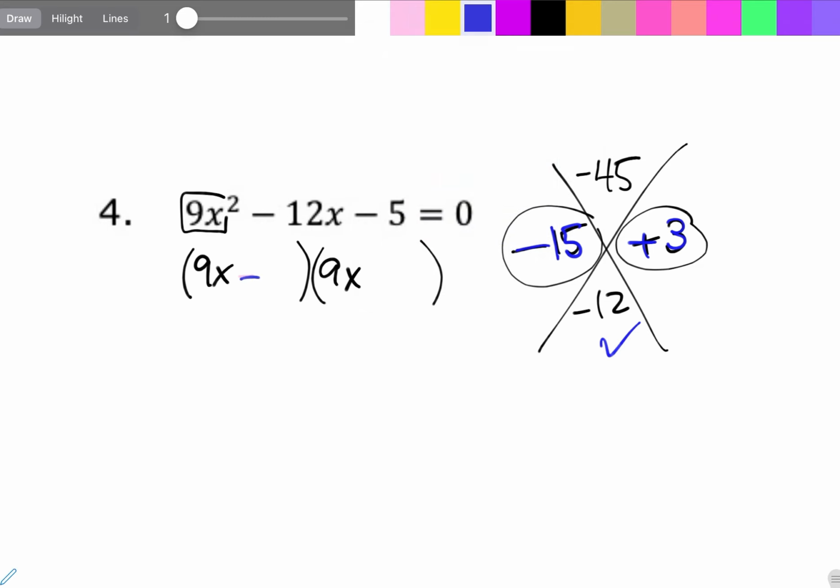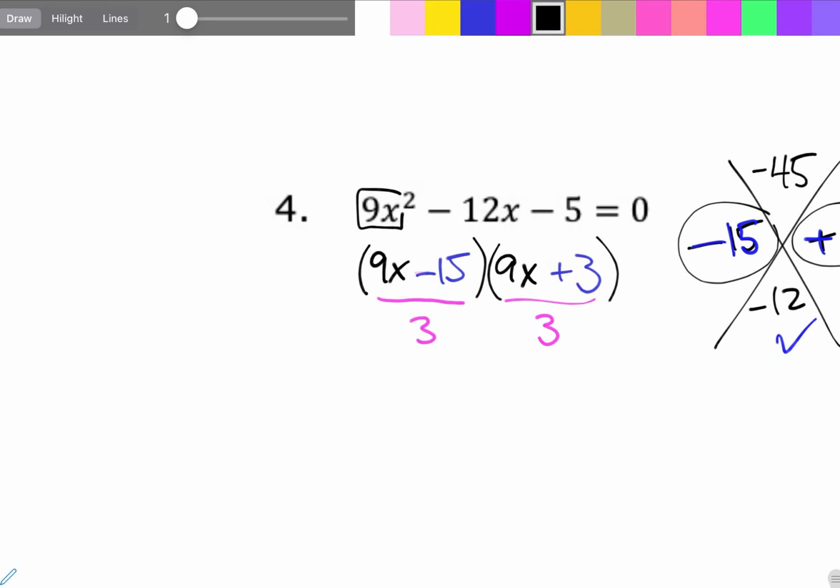We put these 2 numbers inside the parentheses. And now we go for a secondary GCF, all right? The GCF right here for 9 and 15 is going to be 3. GCF right here for 9 and 3 is 3, okay? Again, what does that work look like when I do this secondary GCF?